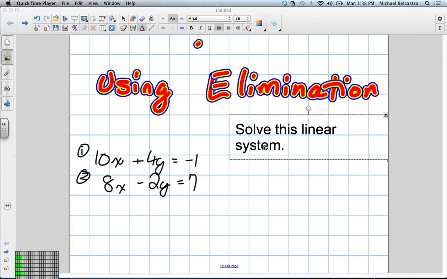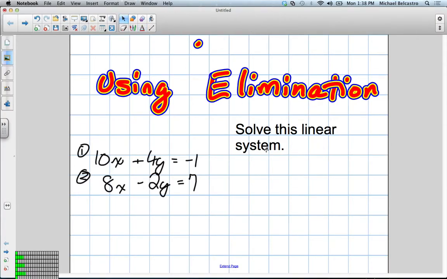Okay, we're going to be working on, again, solving linear systems. And this linear system, they've given us two equations. The only difference compared to before is we're going to be using a method called elimination, which we haven't done before. Okay? Just to recap, what methods have we learned in order to solve linear systems?